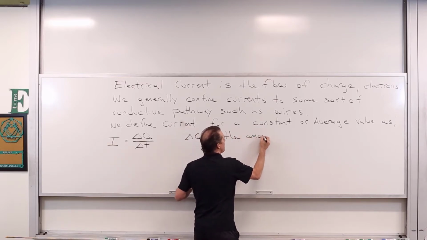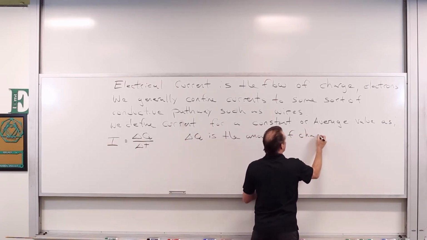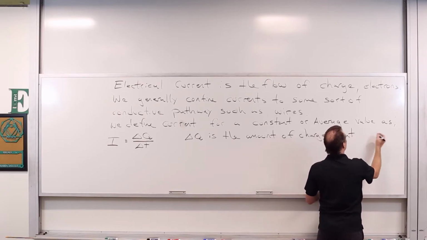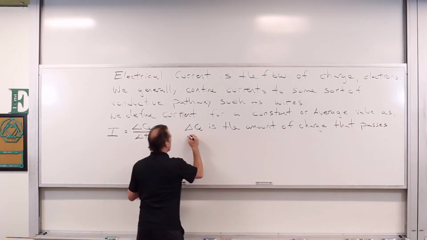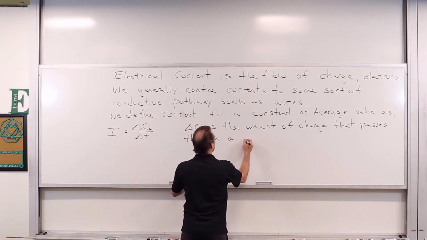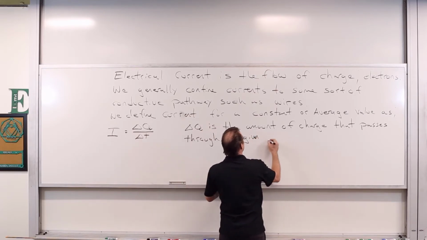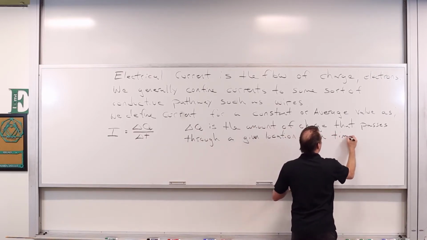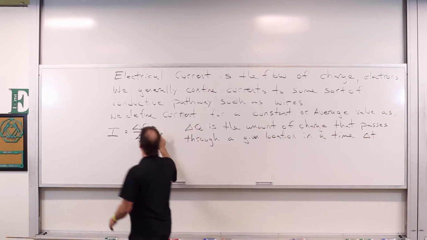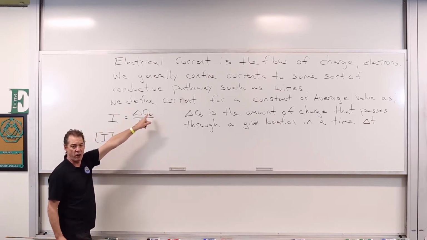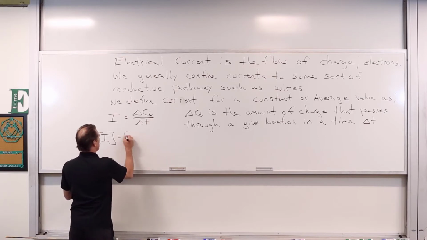Delta Q is the amount of charge that passes through some area of cross-section, to say passes through a given point, in time delta T. So if we look at units of this, the units of current are going to be, well, what's the units of charge? Coulombs. What's the units of time? Seconds.